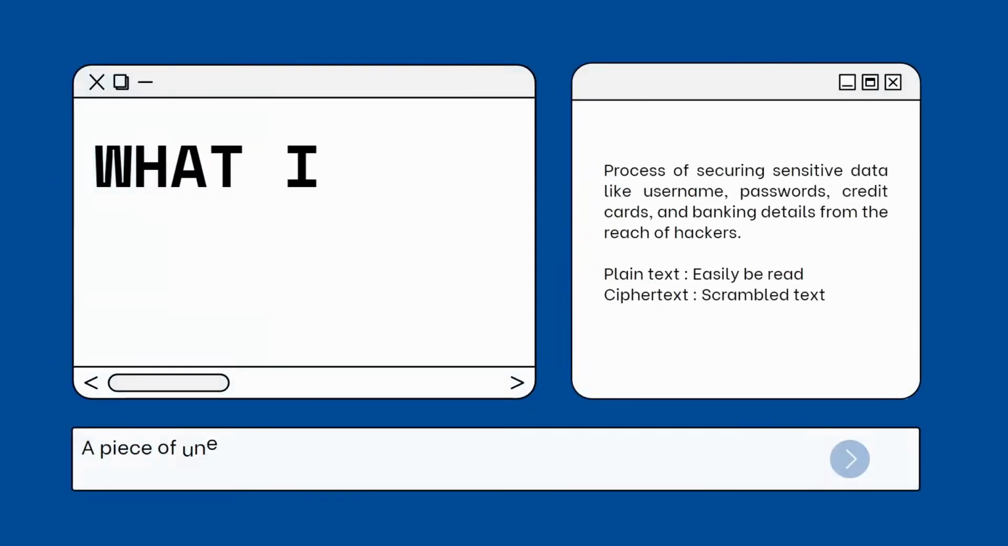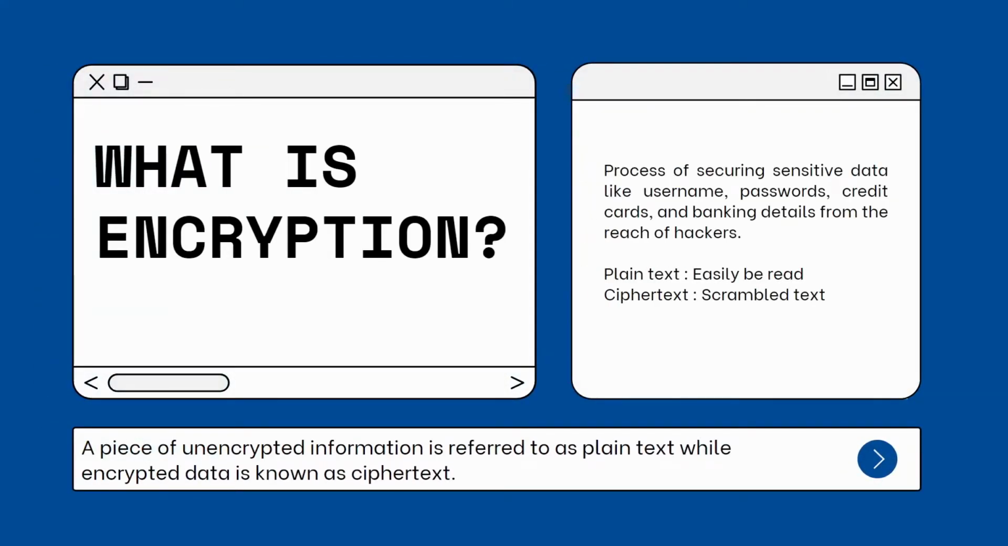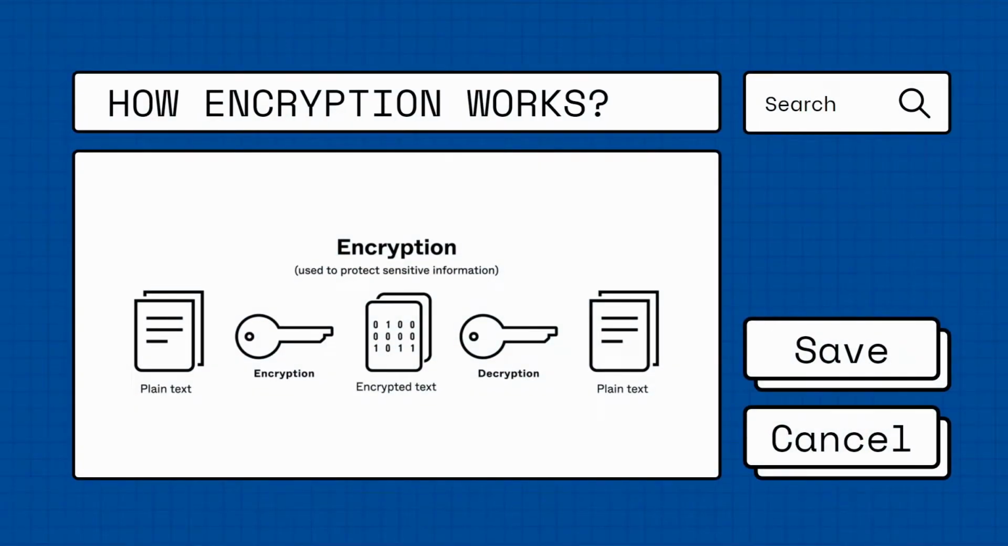On the other hand, we have encryption. What is encryption? Encryption is the process of securing sensitive data like usernames, passwords, credit cards, and banking details from the reach of hackers. Plain text can easily be read by hackers and used for malicious purposes. Ciphertext is a scrambled text that cannot be understood by the invaders if they somehow succeed in intercepting the data. How encryption works. It is a process of taking plain text, like a text message or email, and then scrambling it into an unreadable format called ciphertext or encrypted text.